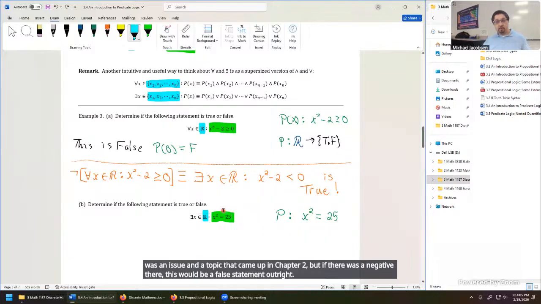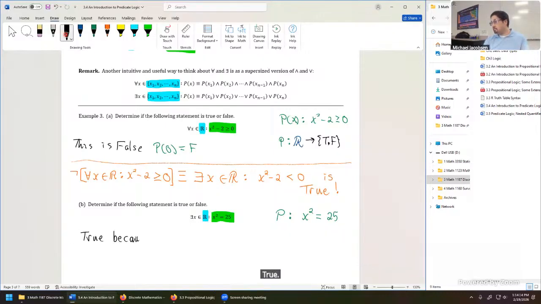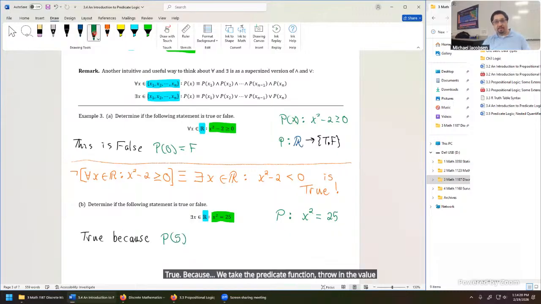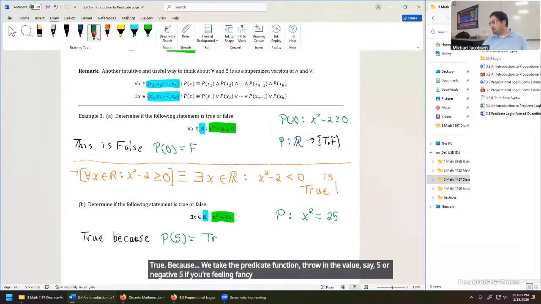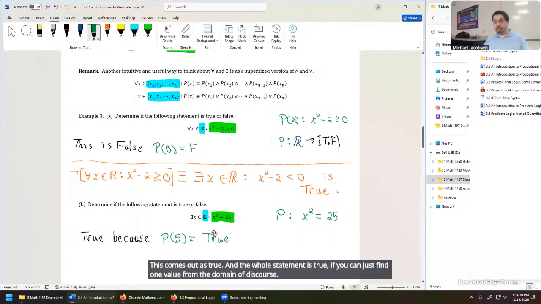With positive there, yeah, we can solve this. We have two possible solutions. So we can say pretty briefly on this one, true, because if we take the predicate function, throw in the value, say 5 or -5 if you're feeling fancy, this comes out as true. And the whole statement is true if you can just find one value from the domain of discourse outputting a true.